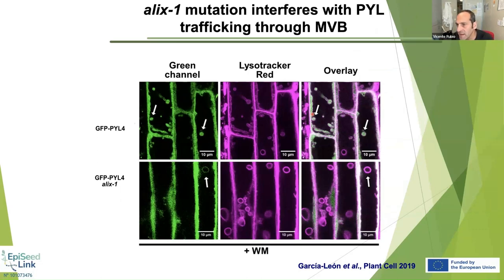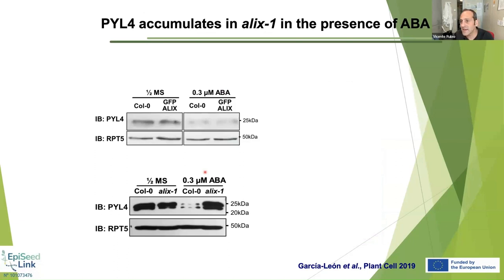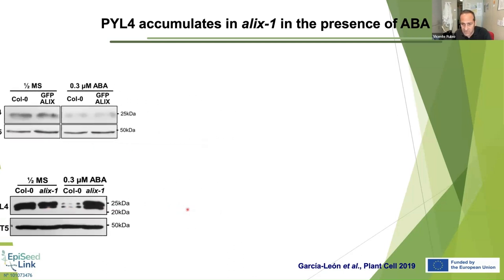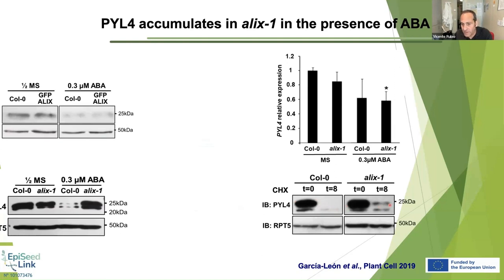So what is happening within the Alex mutant? The problem with the Alex mutant is that there is no internalization of the ABA receptor within the multivesicular body. This is the wild type, and you can see normal conditions. The ABA receptor PYL4 fused to GFP is inside the multivesicular body, and in the Alex mutant it is outside, it cannot be internalized into the intraluminal vesicles. And this affects degradation of the ABA receptor. You can see here that in the Alex mutant we have a higher level of the PYL4 protein compared to the wild type. It is the same again, so I'm not going to go further. We always have more PYL4 compared to the wild type in the Alex mutant.